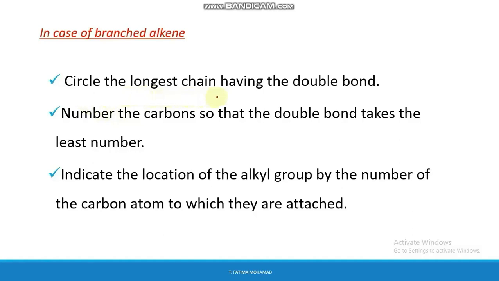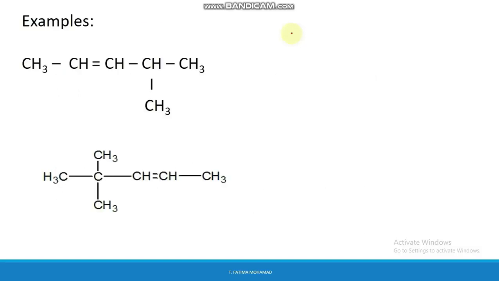Okay, so the second case, in case of a branched alkene, what do we do? We circle the longest chain having the double bond, of course. We number the carbons so that the double bond takes the least number. In alkanes we number them in order for the branches to take the least numbers according to their alphabetical order, of course, but here we should only take into consideration the double bond. So the double bond should take the lesser number. After that we indicate the location of the alkyl group by the number of the carbon atom to which it is attached.